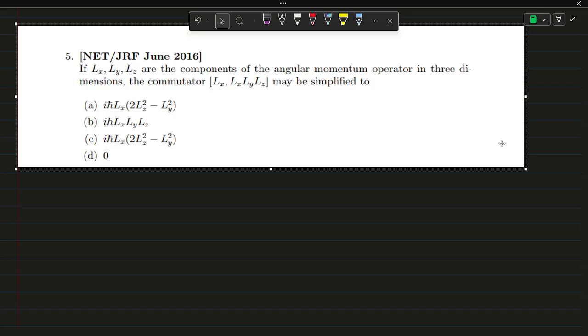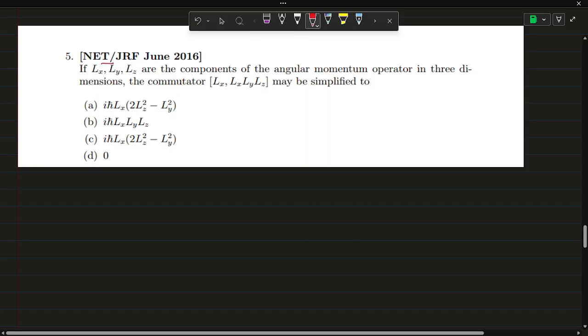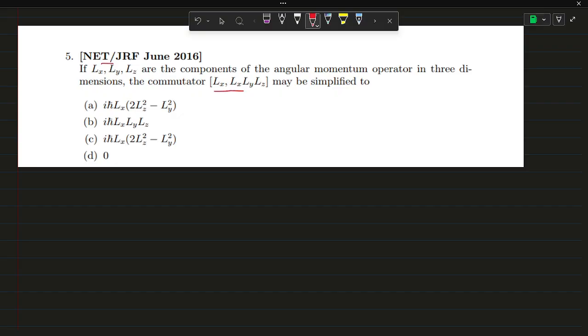Now let's move to the next question, question 5. In this question, we can see this question was asked in June 2016, and the question says, if Lx, Ly, and Lz are the components of the angular momentum operator in 3 dimensions, the commutator Lx, Ly, Lz may be simplified to. So we have to simplify this commutation relation.